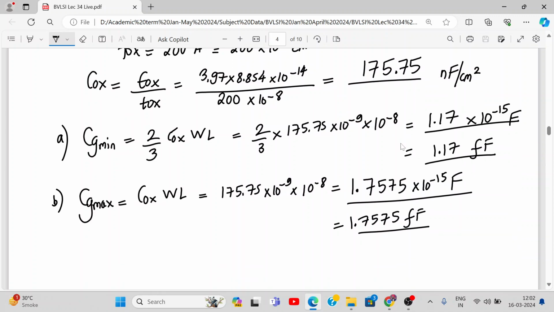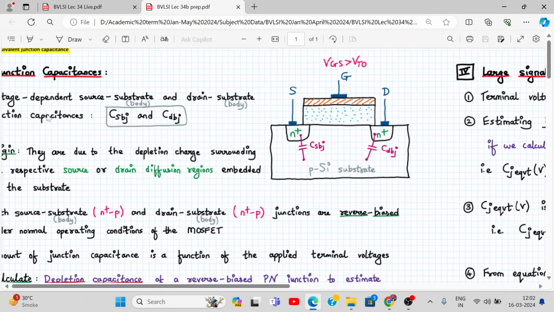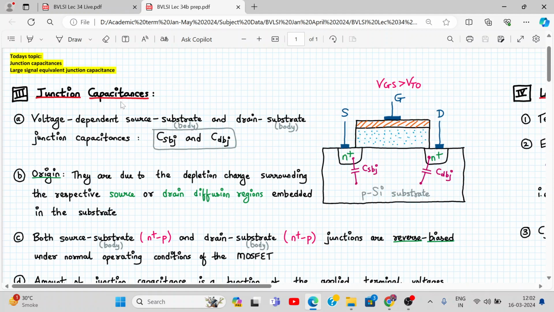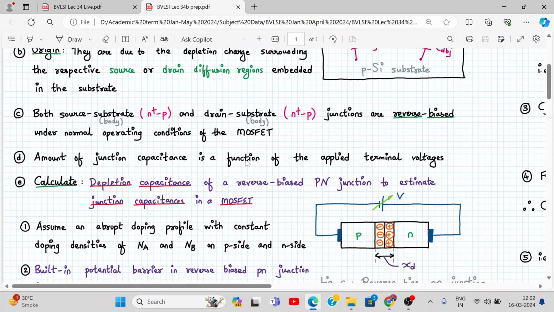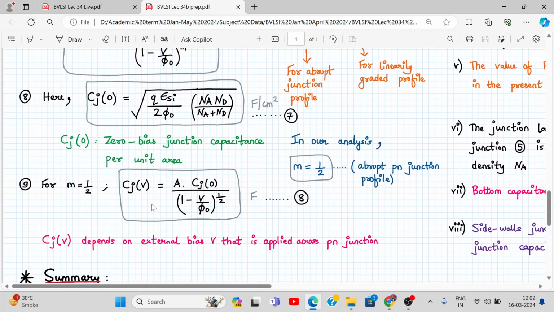So this is the end of lecture number 1. In fact, we have one more lecture pending. Let me know if we can cover this today only in the afternoon, because we have to complete this. The next part is to derive the junction capacitance and the large signal equivalent junction capacitance. We have to derive the expression for CSBJ, CDBJ, which is around 15 minutes of work.